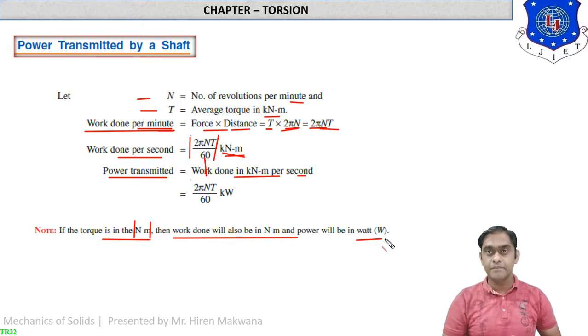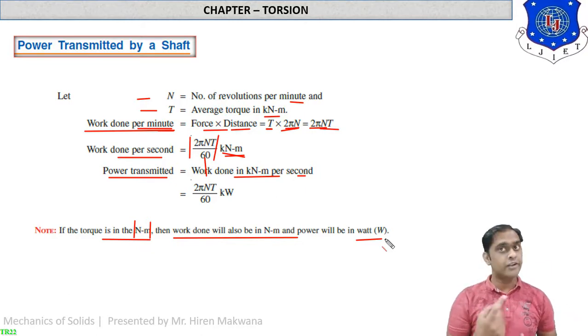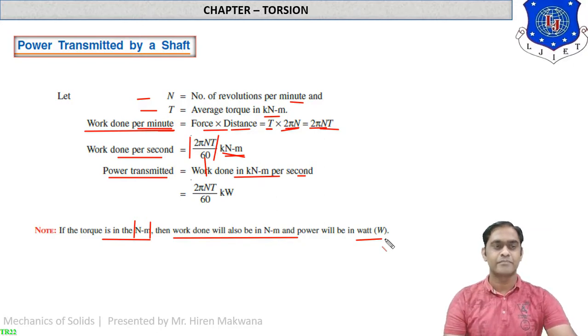Actually, either one theory or one numerical will be asked in the GTU exam from this chapter. This is a very minor chapter which will be completed in one or two lectures only. This chapter carries 5 to 7 marks in your GTU weightage. Let us go ahead to the last theory.